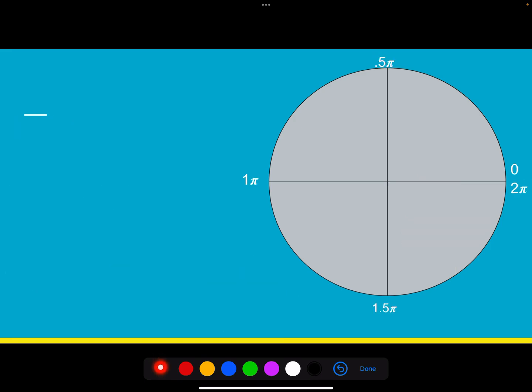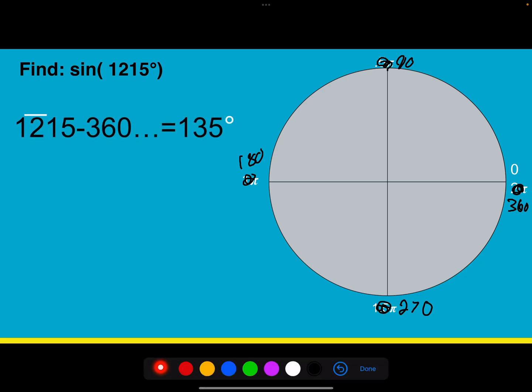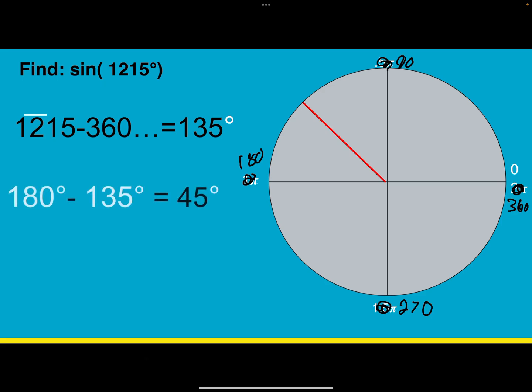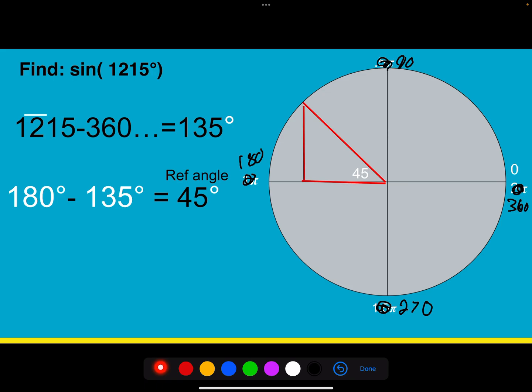If I look at this for a second, I know this is going to be 360, this is going to be 90, this is going to be 180, and this is going to be 270. If I start going through this, my first question is, is 1215 between 0 and 360? No. So I keep subtracting 360 until it is, and I eventually get 135. 135 is going to be in the second quadrant because it's between 90 and 180. I'm going to subtract it from 180 because it's the nearest x-axis. And now I have the triangle, which is going to be 45 degrees.